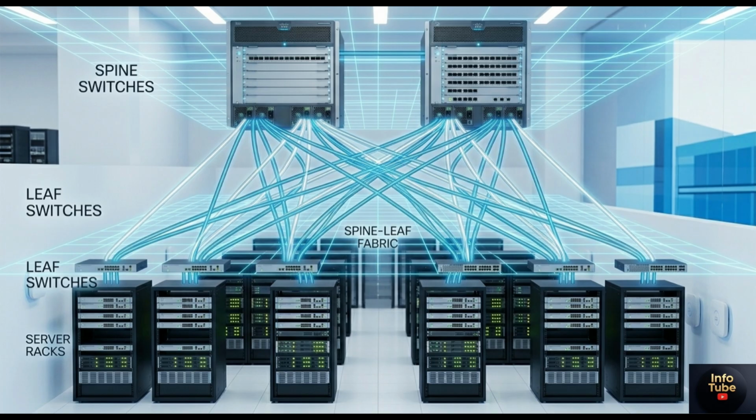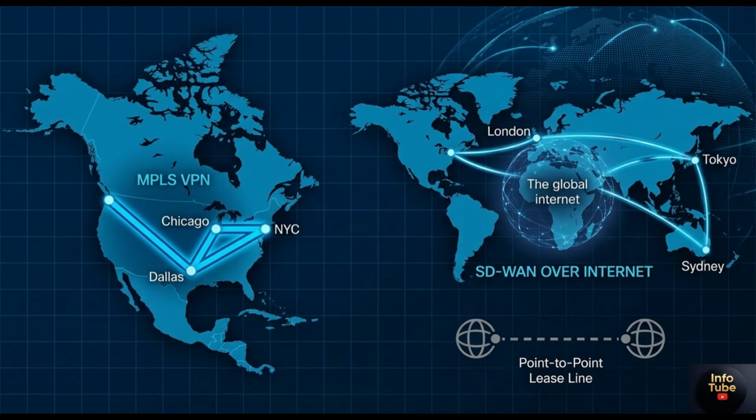Moving to Objective 1.2d, we have the WAN, or Wide Area Network. While a LAN covers a single building, a WAN connects different cities or even different countries. An example of a WAN is a bank that has a headquarters in New York and branch offices in London and Tokyo. They use a WAN to stay connected over long distances, often using technologies like MPLS or the Internet.